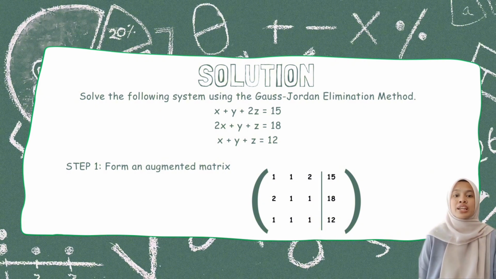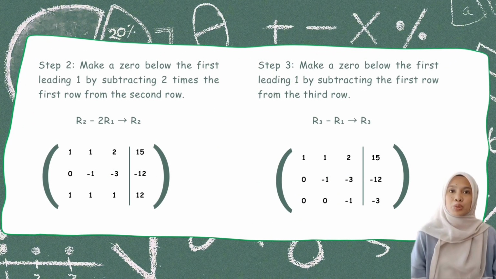In step 1, the system of equations is converted into an augmented matrix. The rows of the matrix are 1, 1, 2, 15; 2, 1, 1, 18; 1, 1, 1, 20. In step 2, we make a 0 below the first leading one by performing the row operation row 2 minus 2 row 1 gives row 2. As a result, the second row becomes 0, -1, -3, and -20.